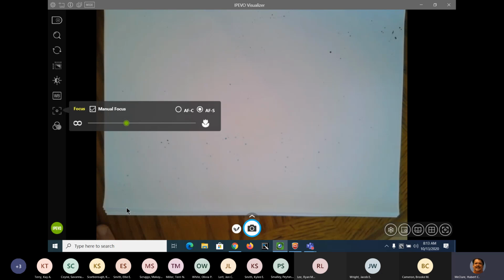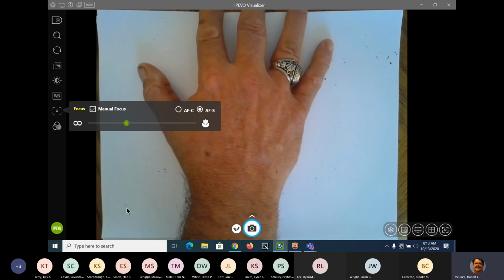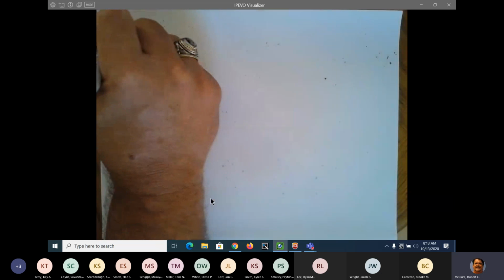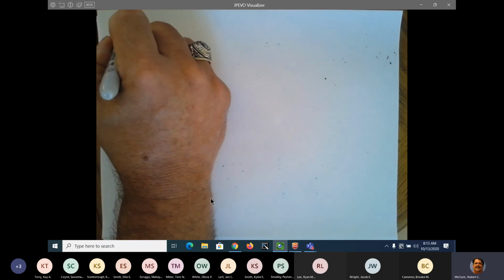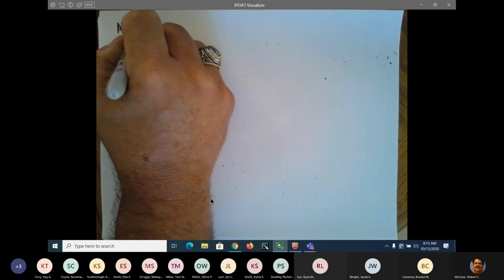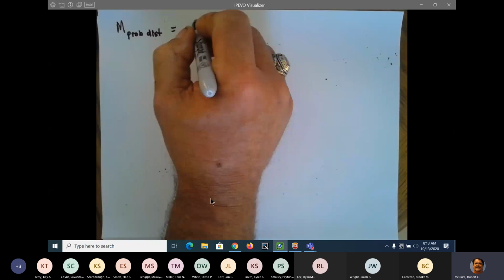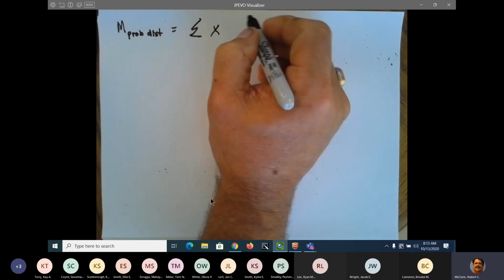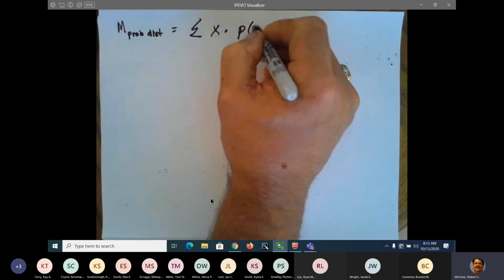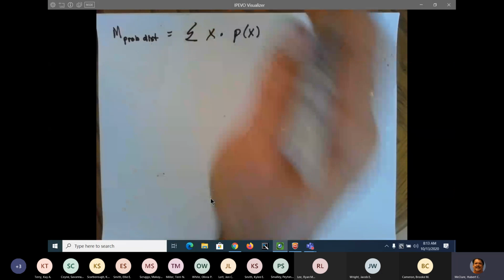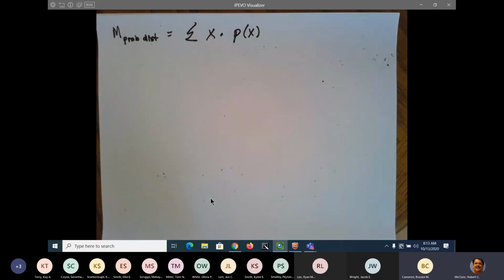Now, I believe, if I'm not mistaken, we started on the mean. Somebody help me out. I think we started on the mean. The mean of a probability distribution is equal to the summation of the event times the probability of the event. I need somebody to look back in their notes and make sure that we did cover that. I believe we did. Yes, thank you.